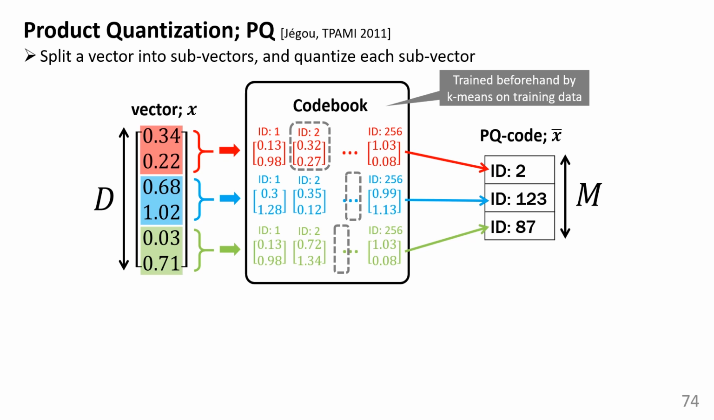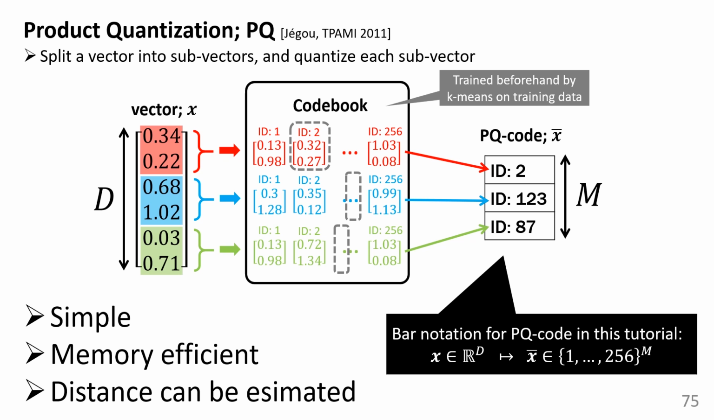And that's all. So this is product quantization, and it's very simple and very memory efficient, and the distance can be estimated. I will explain later. So it's just running a vector quantization 3 times in this case. One thing is this bar notation here. Given a d-dimensional vector, we represent the bar to say PQ code. So if you see bar, that means this is PQ code, like a set of integers.